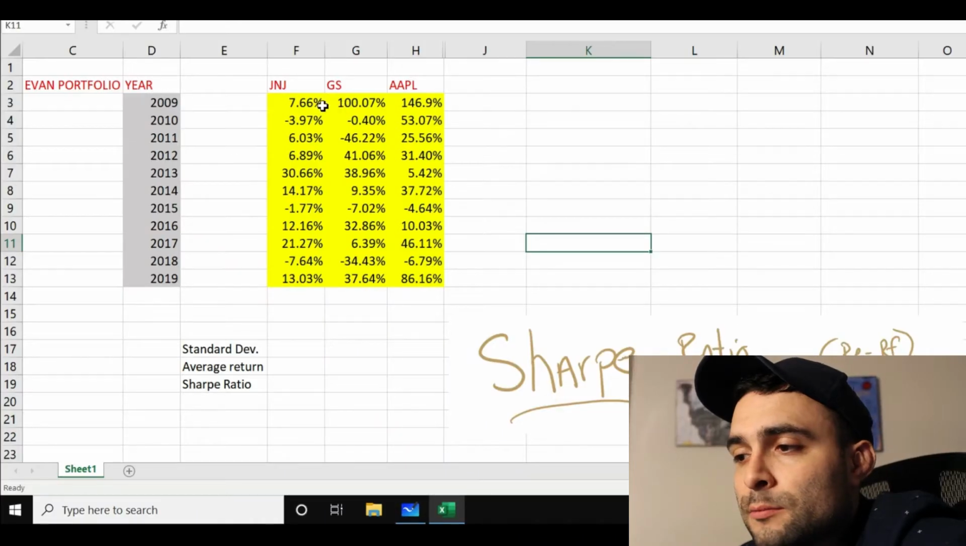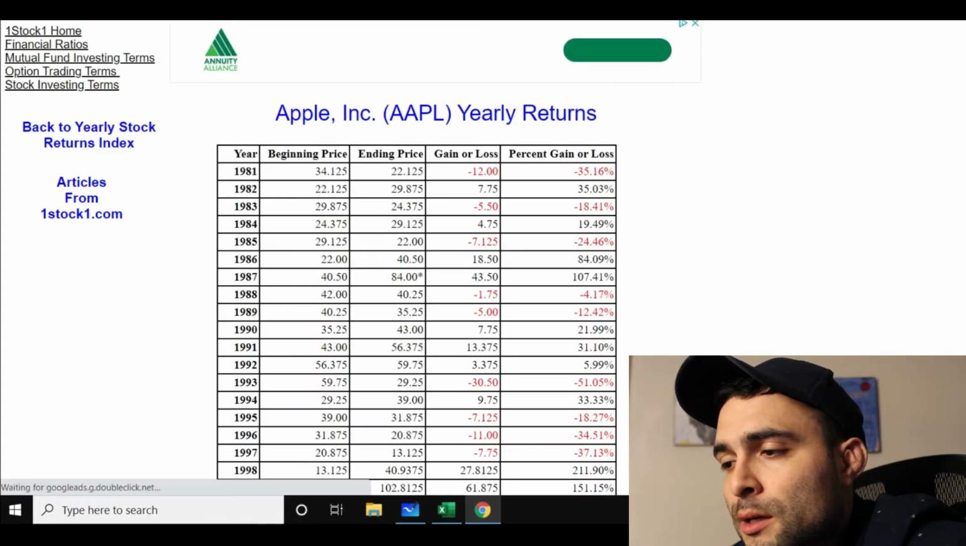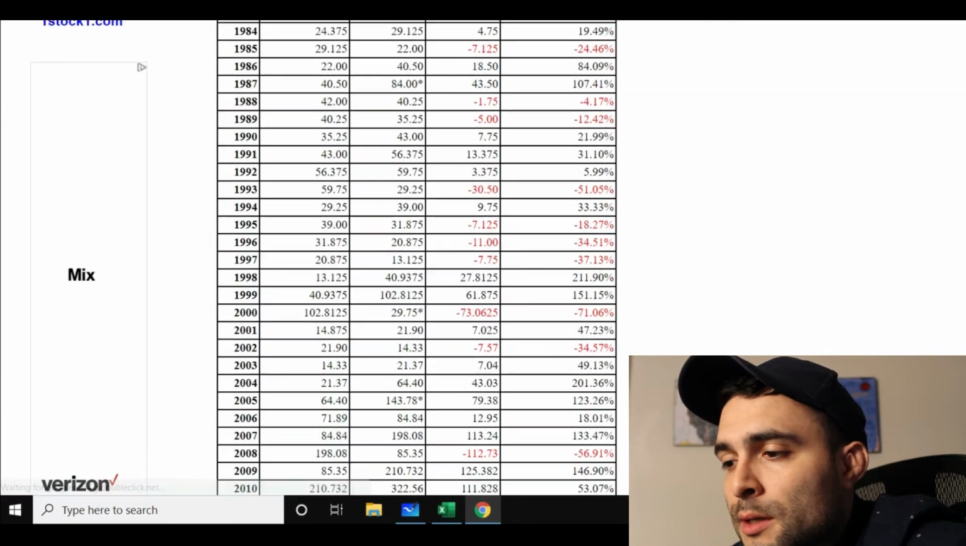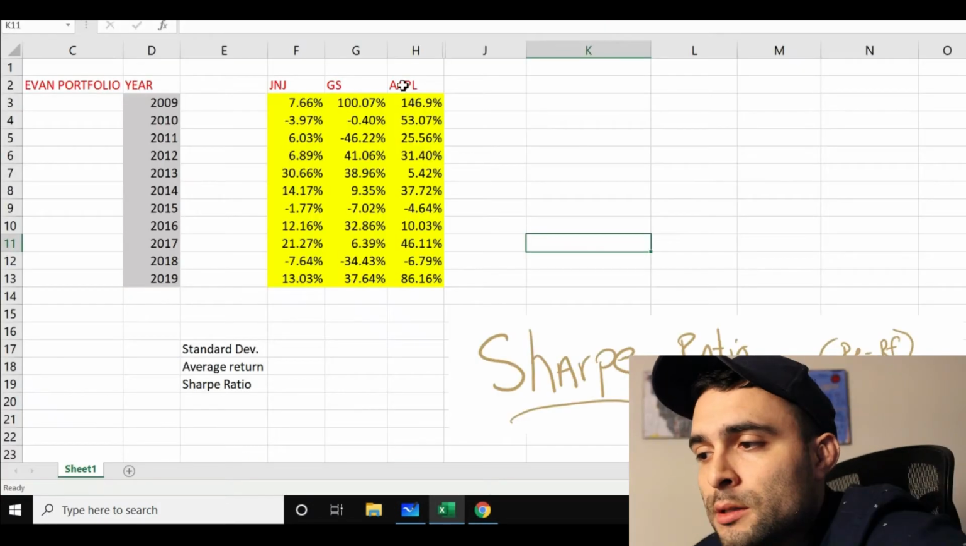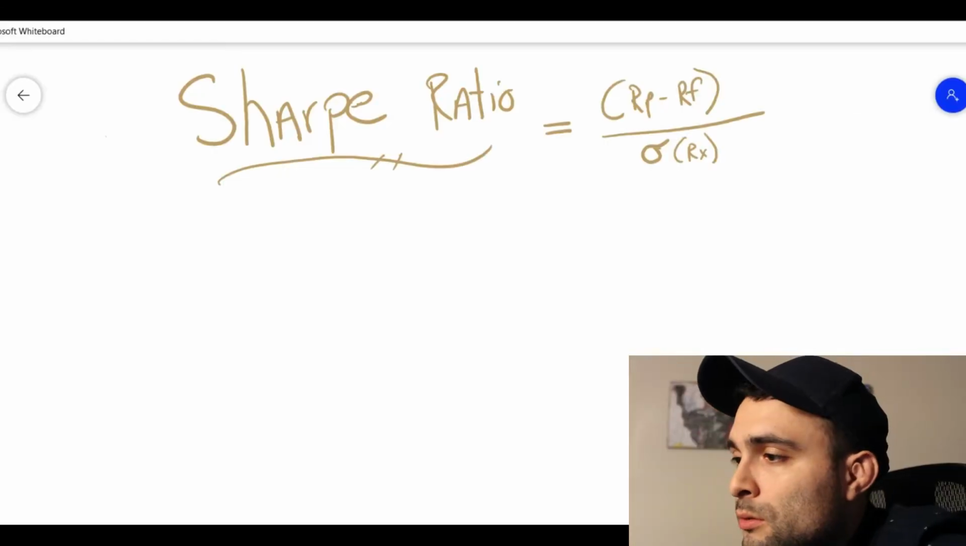Let's pretend, right? These are three different stocks, Johnson & Johnson, Goldman Sachs, and Apple. And I actually used this website, onestock1.com, and I just plotted in the past 10 years of their returns. These are their returns each year, and we're going to find the Sharpe Ratio. We also need to know what this is. This is the risk-free rate.